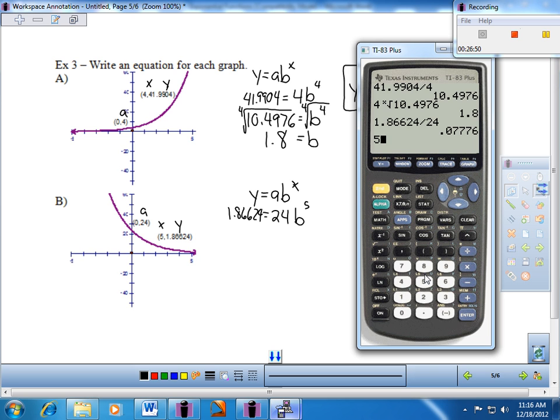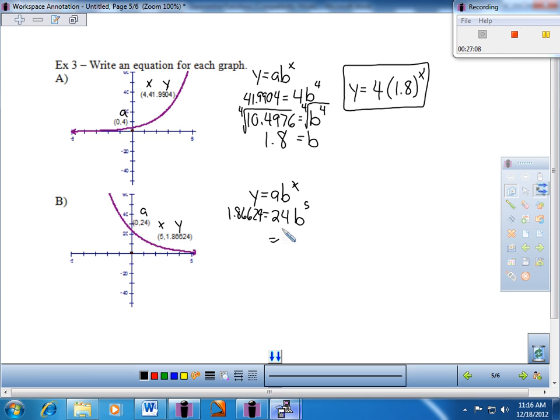Interesting. I have a very small number here, pretty close to 0. I'm going to do a 5th root on that. And so type that in however you want. 5th root of 0.07776. Ooh, and it works out nicely. I get a b value of 0.6. And was that what we were expecting, by the way? Well, if it is exponential decay, should we be getting a number between 0 and 1 for our b value? Of course, absolutely.